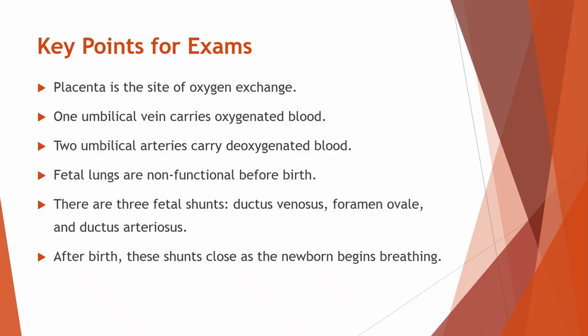These three fetal shunts are ductus venosus, which bypasses the liver; foramen ovale, which carries blood from the right atrium to the left atrium and bypasses the lungs; ductus arteriosus, which connects the pulmonary artery to the aorta and also bypasses the lungs. Finally, after birth, when the baby takes its first breath, the lungs start working, the umbilical cord is cut, and these three fetal shunts gradually close. This changes fetal circulation into normal circulation.